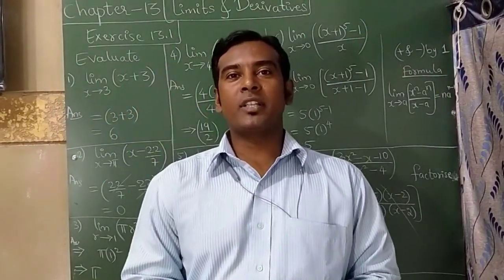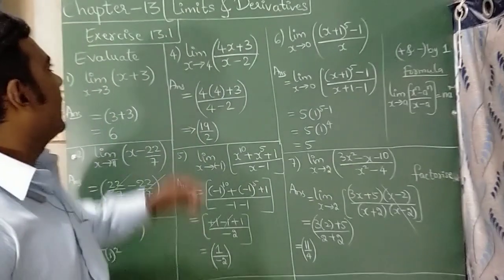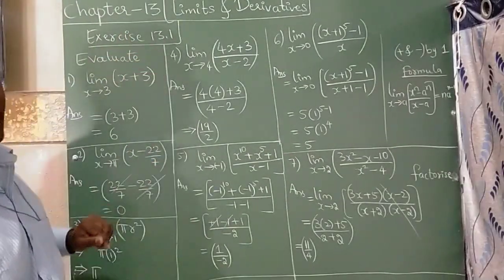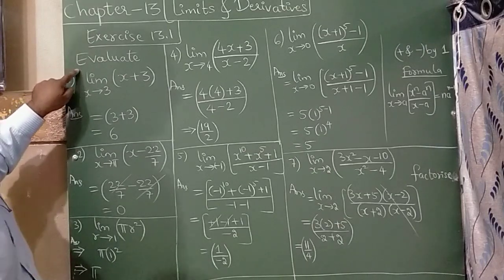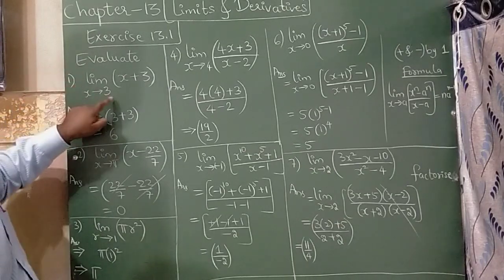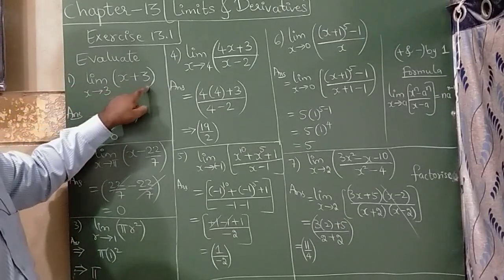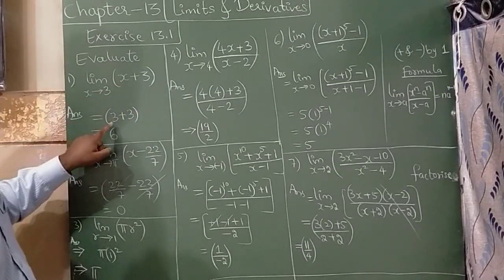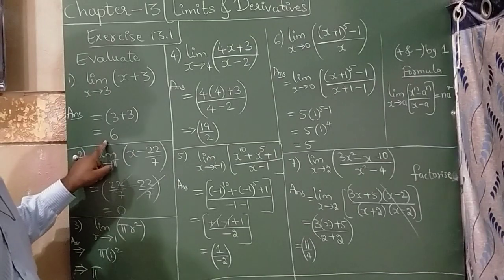Today I am going to teach limits and derivatives, that is chapter number 13. So exercise 13.1, first question is evaluate limit x tends to 3, x plus 3. Where there is an x, you need to substitute 3 here. So 3 plus 3 is 6.